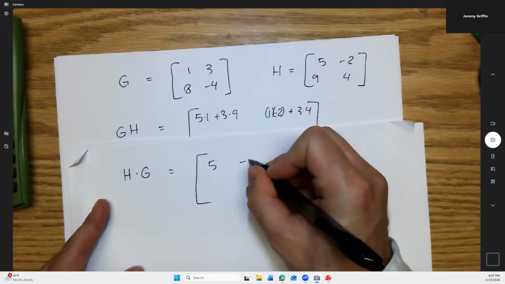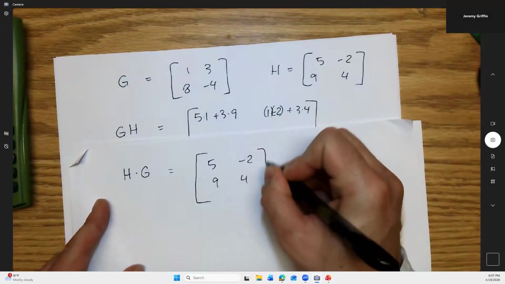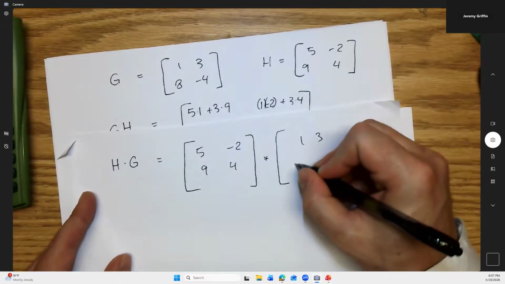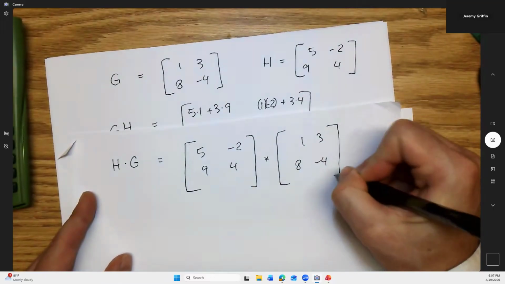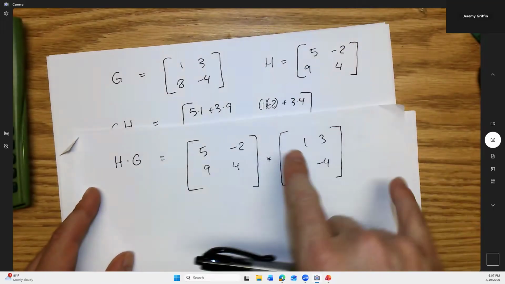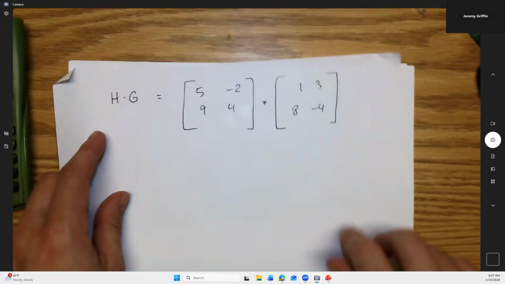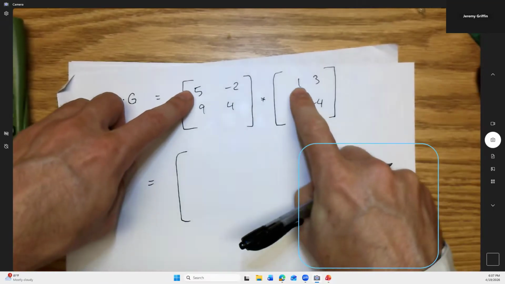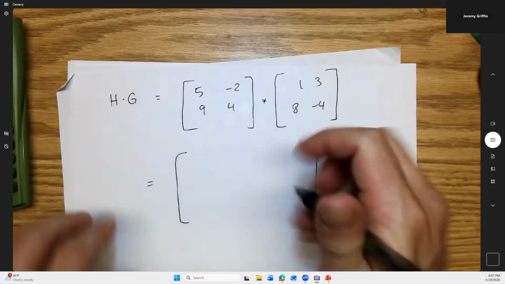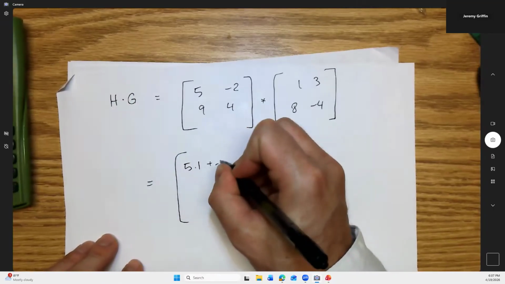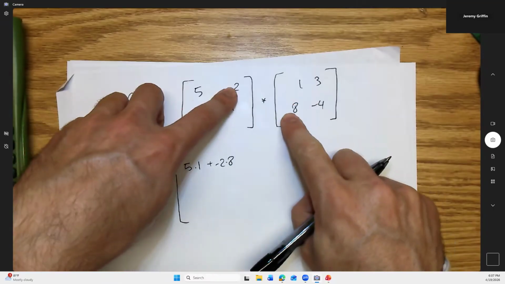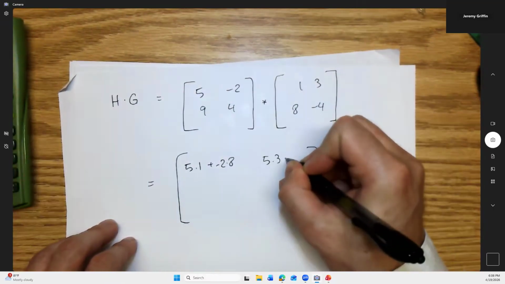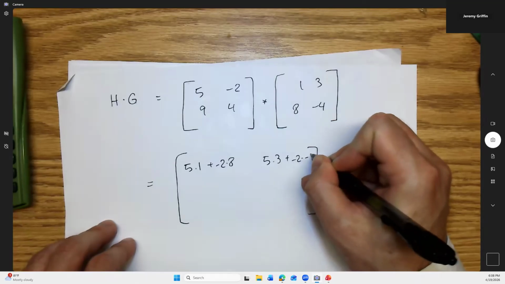Right, got 5, -2, 9, 4, and that's multiplied by 1, 3, 8, -4. There you go. So I have H here and G here. So this is equal to: I got 5 times 1 plus negative 2 times 8. And then 5 times 3 plus negative 2 times negative 4.